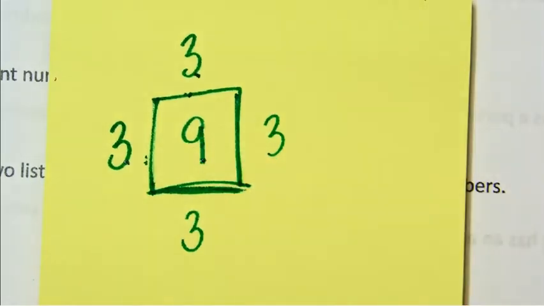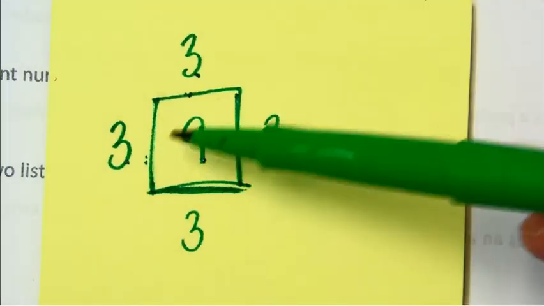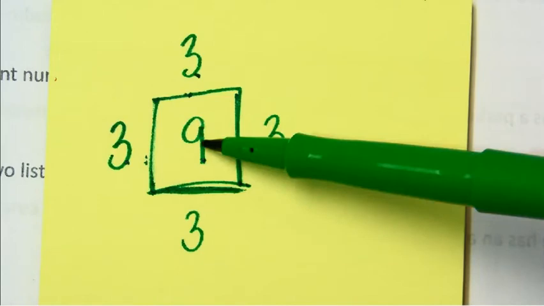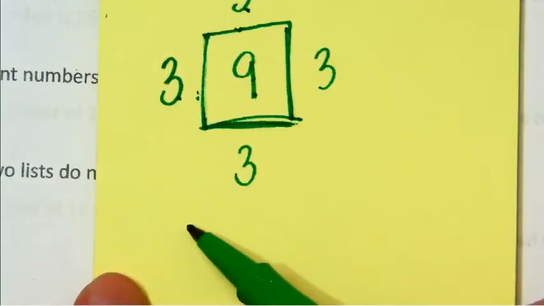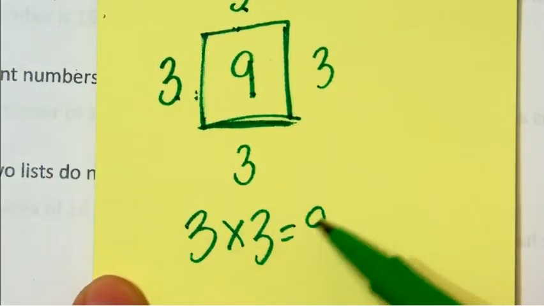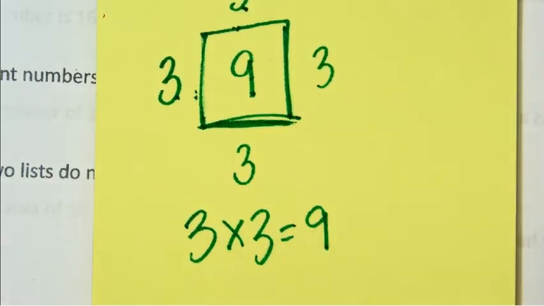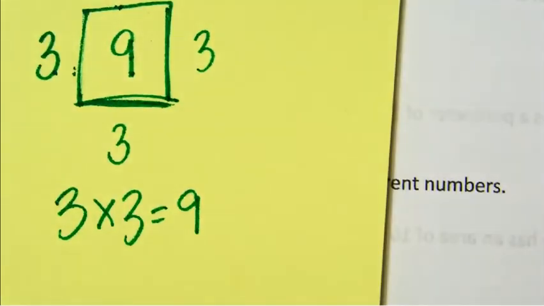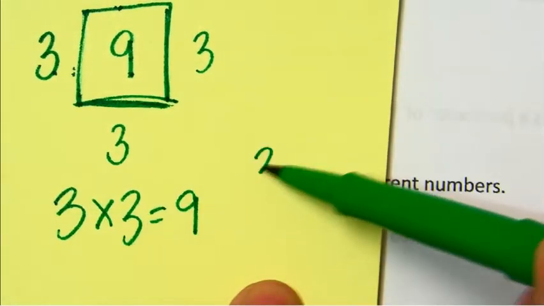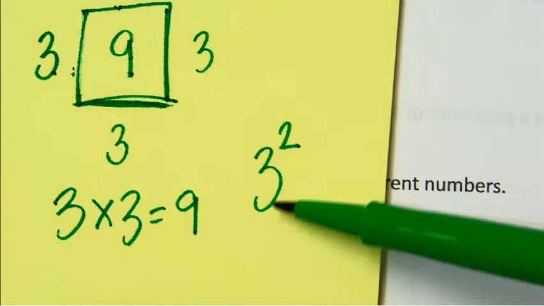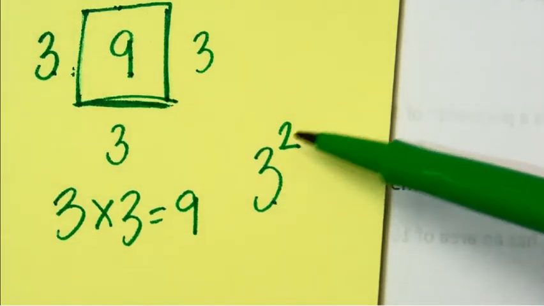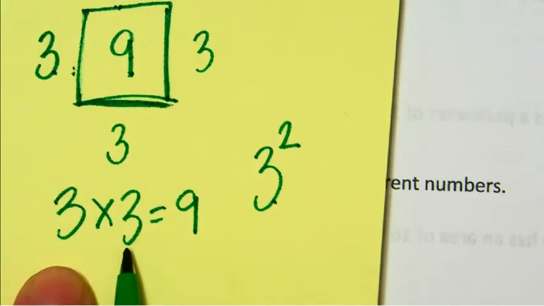So that's where squaring comes from: when we have a square, the area of the square is the side times itself. Side length times itself equals the area. So 3 times 3 equals 9. That's squaring a number. As for exponents, another way you might see this written is 3 squared. This tells me I have the number 3 and it's going to be multiplied by itself twice. 3 times 3.